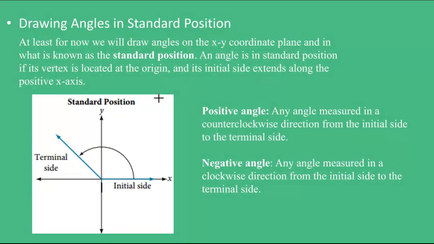For the most part, we'll be drawing angles in what is referred to as the standard position. In the case of the standard position, the vertex is going to be at the origin and the initial side is going to be along the positive x-axis. And then we measure our angle counterclockwise from the initial side to the terminal side. This will give us a positive angle. Of course, we can measure the angle this way, but then the angle will be negative.